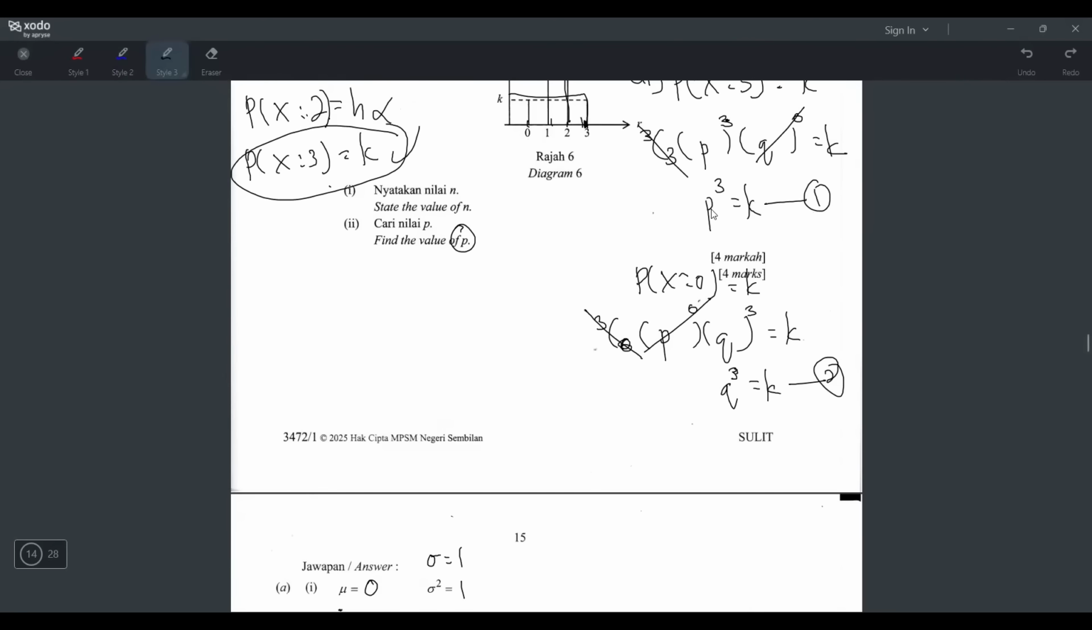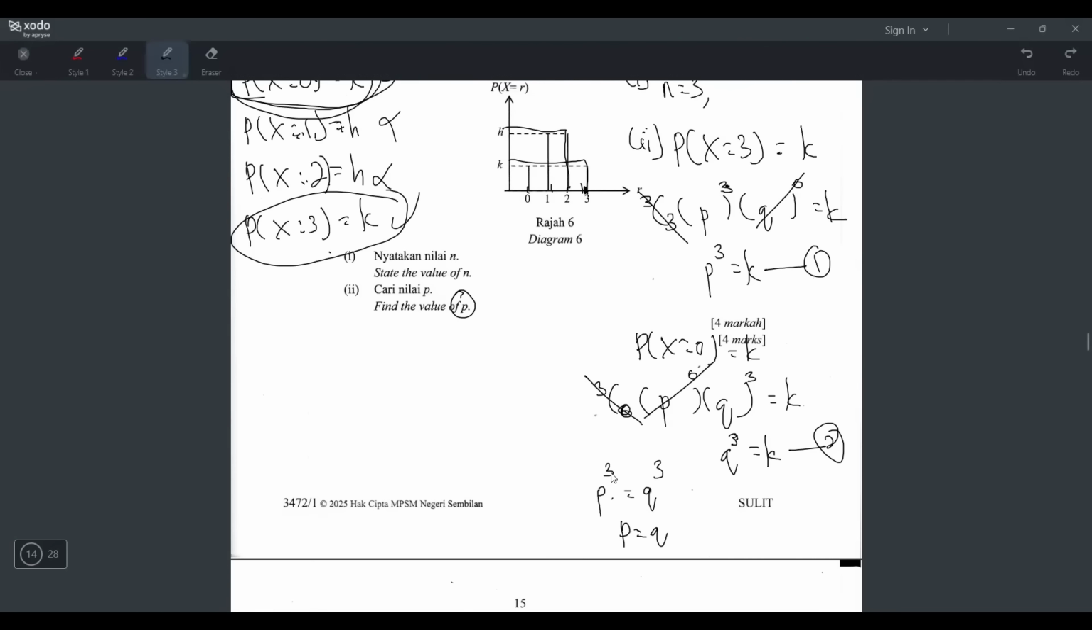Because for this one, k is already single, k is already single. That means you can write k equals k. And then for this k you write p power 3, and the other k you write q power 3. So that means p power 3 equals q power 3. But I'm trying to find the value of p. So how? Okay. Power 3, they both have power 3. That means p is equal to q, right? Yeah, because they both have the same power.